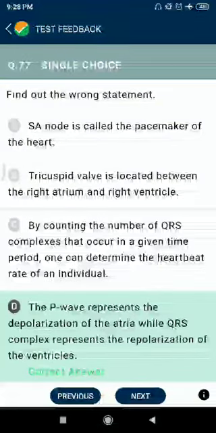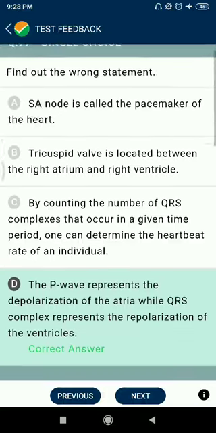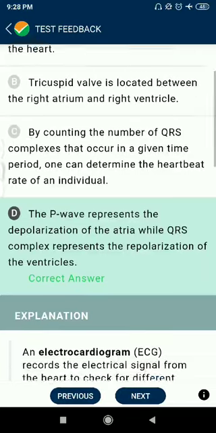SA node is called the pacemaker of the heart. Tricuspid valve is located between the right atrium and the right ventricle. Option C: counting the number of QRS complexes that occur in a given time period, one can determine the heartbeat rate of an individual. Option D is not correct because P waves represent the depolarization of the atria, correct, but QRS complexes represent the depolarization, not repolarization, of ventricles.